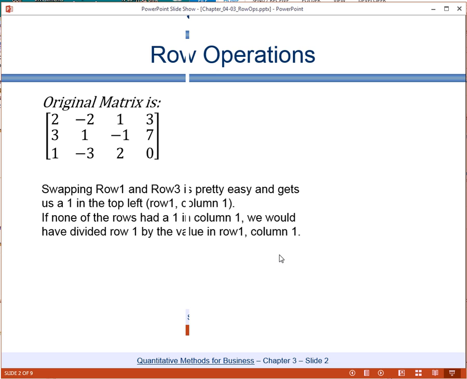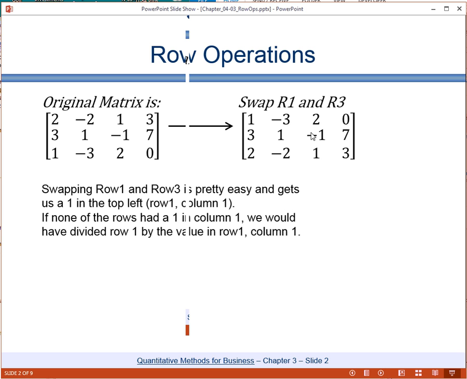I'm going to do it by swapping row 1 and row 3, and that's all I've done here. If you look at it, row 3 is now row 1, and row 2 didn't change. So I got my 1 in the upper left-hand corner.